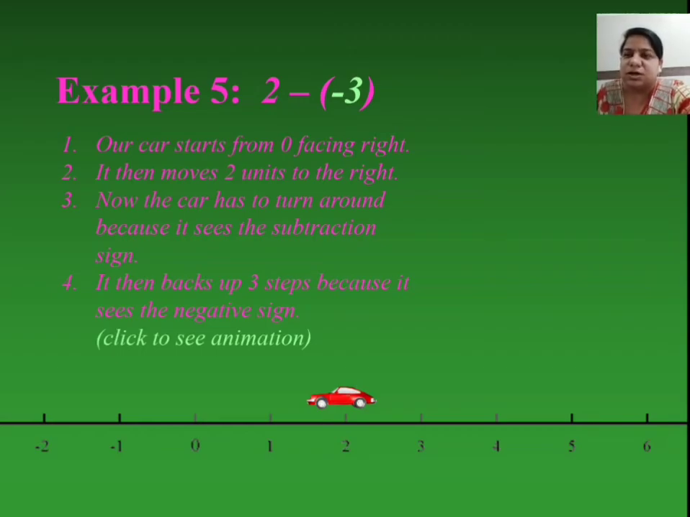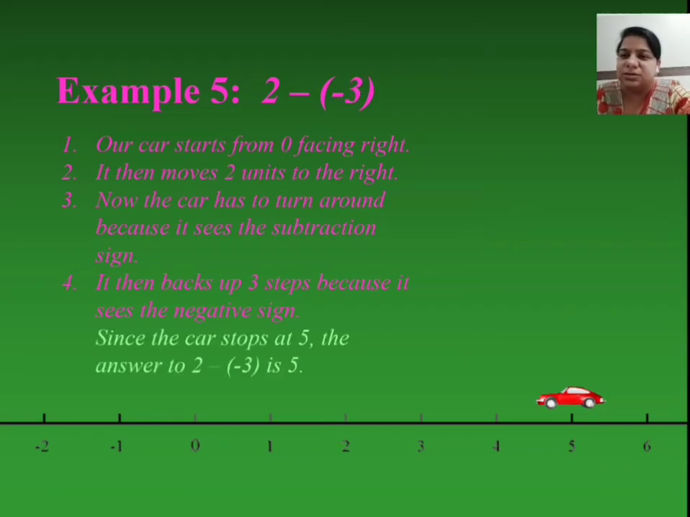The minus sign which is in the bracket shows the negative sign, it is for the negative integer. And after 2, the pink-colored minus sign is the subtraction sign, right? So just see, we have to take 3 steps backward for minus 3 and we reach 5. So 2 minus minus 3 will become plus 5.